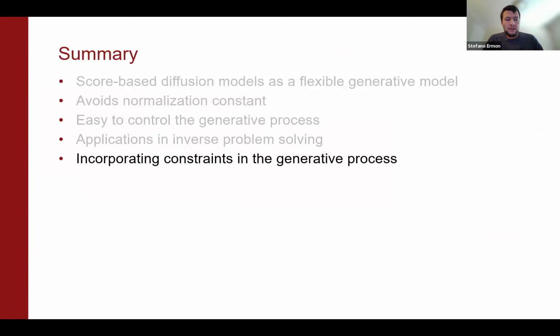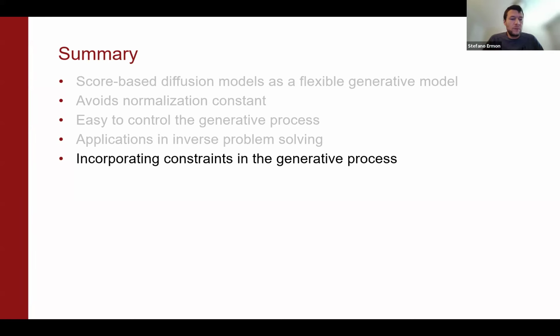Now, the thing I want to talk about next is how to incorporate constraints in the generative process. So far, everything is data-driven. We are training a prior on the data and then maybe doing inference. But what can we do if we know something about the structure of the data? Maybe we know something about the support of the data distribution. We know that the data lies in some kind of set, and we want to be able to satisfy these kind of hard constraints through the generative process. How do we do that?